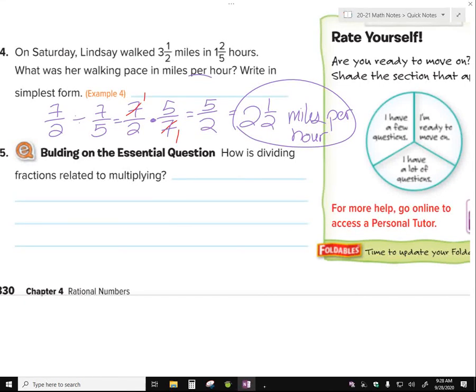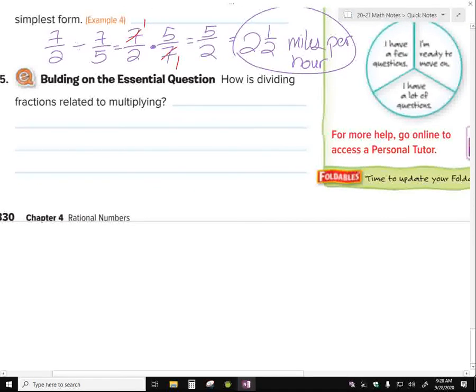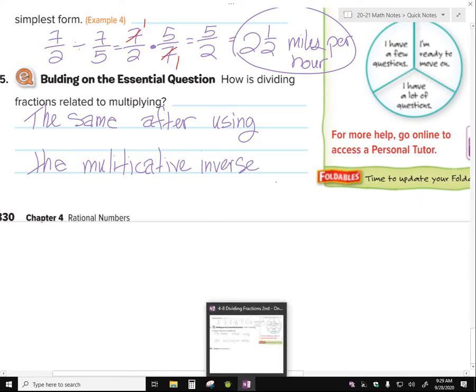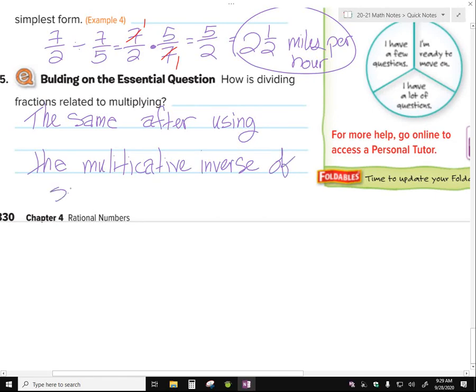How is dividing fractions related to multiplying? Well, it's the same after using the multiplicative inverse. Multiplicative inverse of the second fraction.